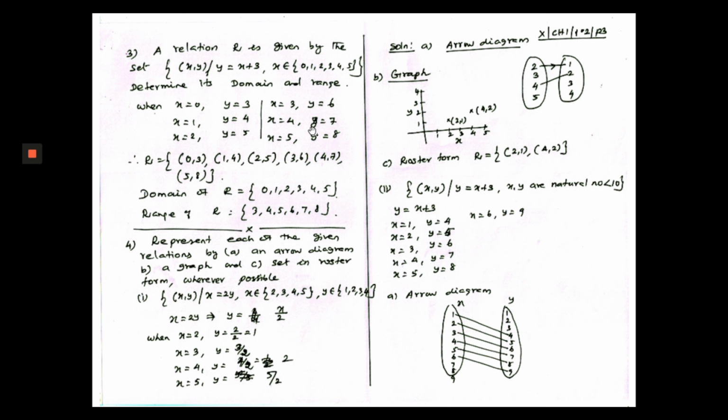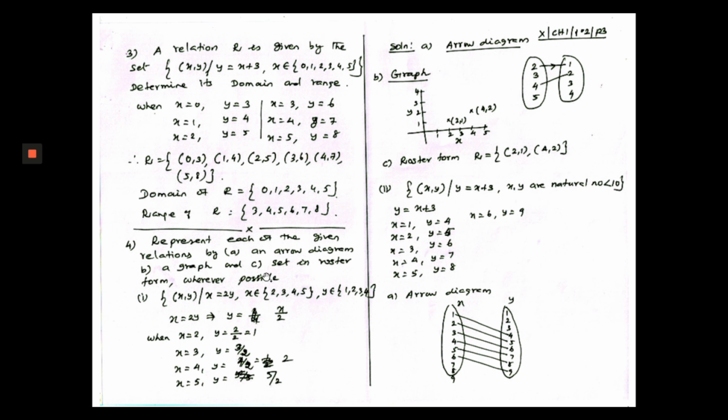So the relation R is equal to the set of ordered pairs {(0, 3), (1, 4), (2, 5), (3, 6), (4, 7), (5, 8)}. The domain of R is nothing but the first coordinates of R: 0, 1, 2, 3, 4, 5. The range of R is equal to 3, 4, 5, 6, 7, 8. Okay, the domain and range is over.